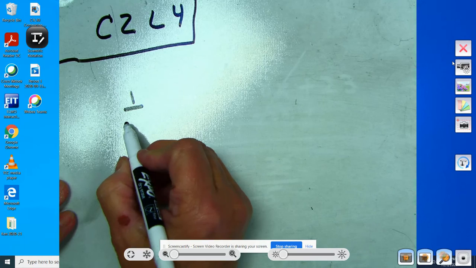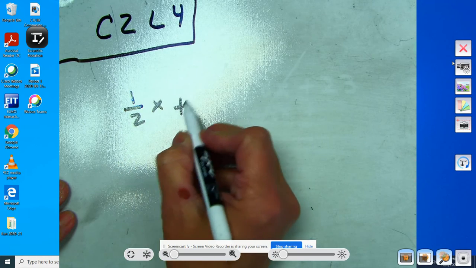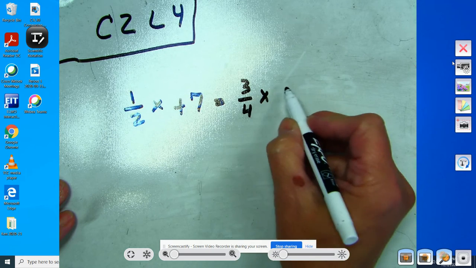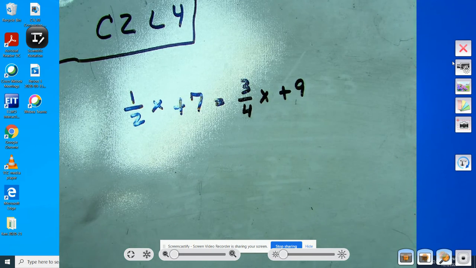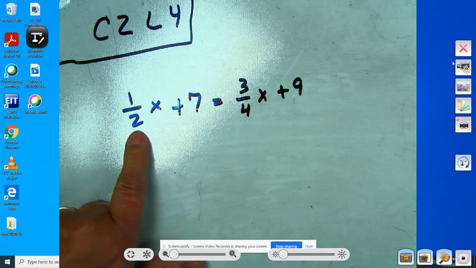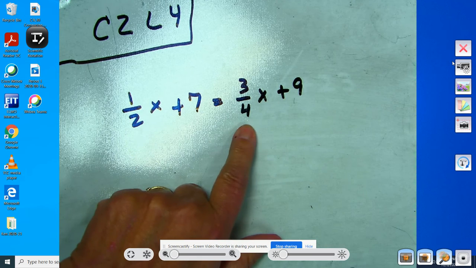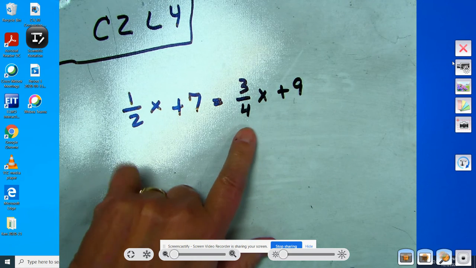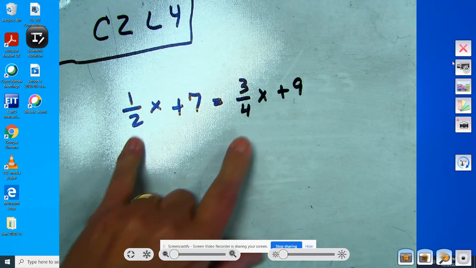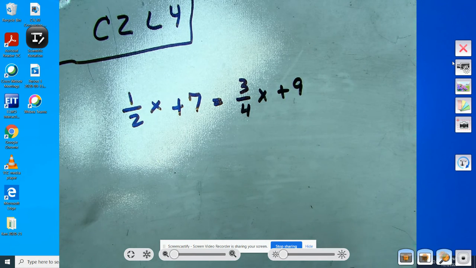So if we have 1/2 x plus 7 equals 3/4 x plus 9. Now, I don't like fractions, so I want to get rid of the fractions. This one is a divide by 2, and this is a divide by 4. So if I looked for a common denominator, that denominator would be 4. So I'm going to make my entire equation 4 times bigger. If I make it 4 times bigger, then I won't have any fractions.